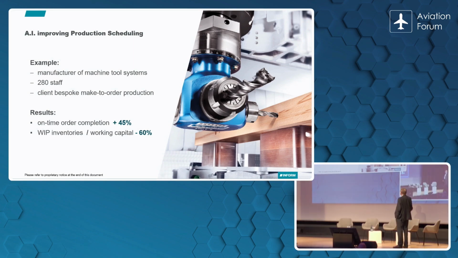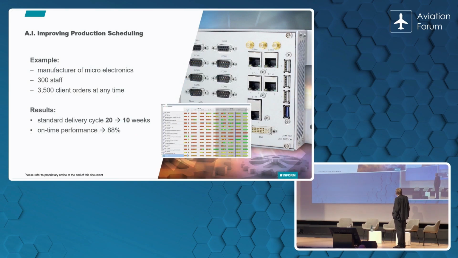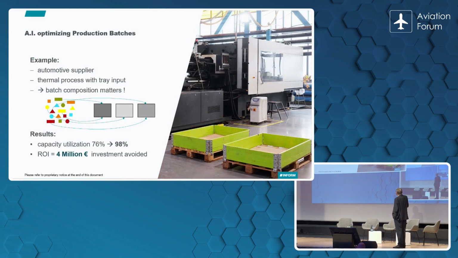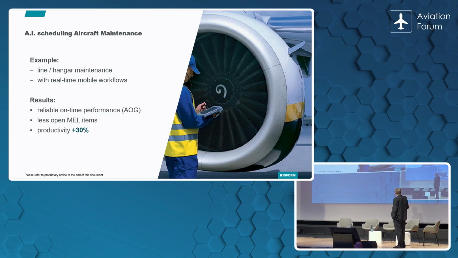For this one, for example, we reached these results. We cut the standard delivery cycle by half by applying an AI technology against the human planners they used previously in manufacturing scheduling. Optimizing batches, if you have an industrial oven, we dramatically increased the utilization of this particular batching process.